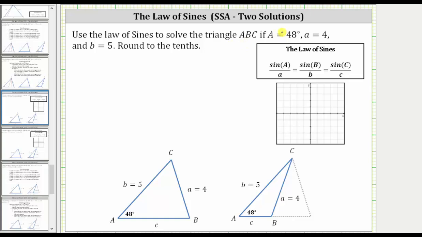For the initial setup, let's use this triangle here where angle A is 48 degrees and the opposite side, side a, is 4 units. Let's let this be angle B, and therefore the opposite side, side b, is 5 units. Let's let this be angle C, and this will be side c. Let's begin by determining the measure of angle B.